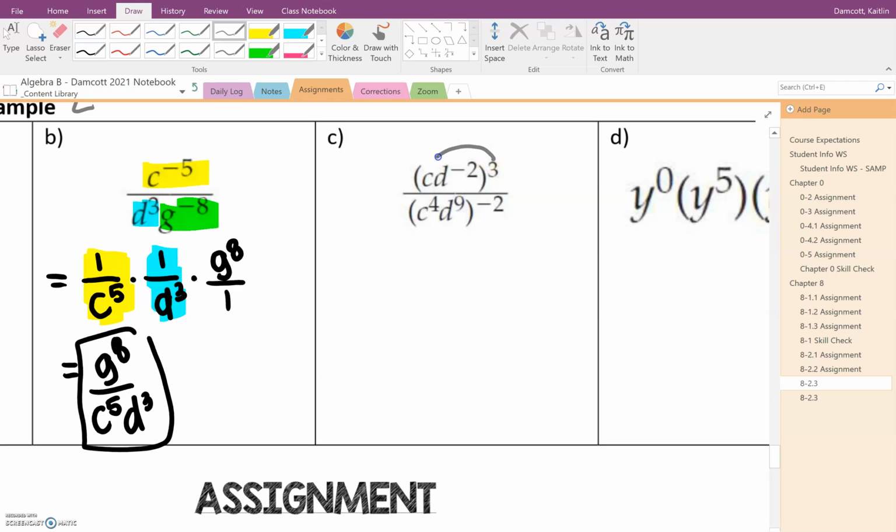So we're going to have c to the 3rd, and we're raising this to the 3rd, and then we'll have to do the same on the bottom. So we'll have to distribute the negative exponent. So this is nuts. It is crazy.